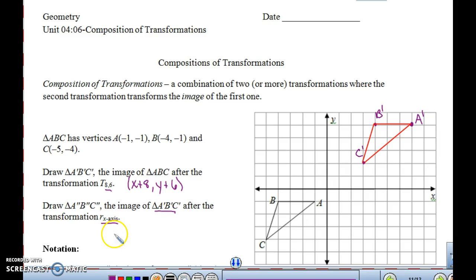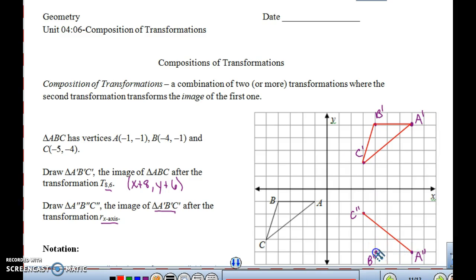So what happens when you reflect in the x-axis? The x stays the same, the y changes. And remember, it's perpendicular to the x-axis. So 1, 2, 3, 4, 5 to the x-axis, 1, 2, 3, 4, 5 to the opposite side. So that will be A double prime. B, same thing, 1, 2, 3, 4, 5 to the x-axis, 1, 2, 3, 4, 5 to the opposite side of the x-axis, B double prime. Then C is 1, 2, 1, 2, there's C double prime.